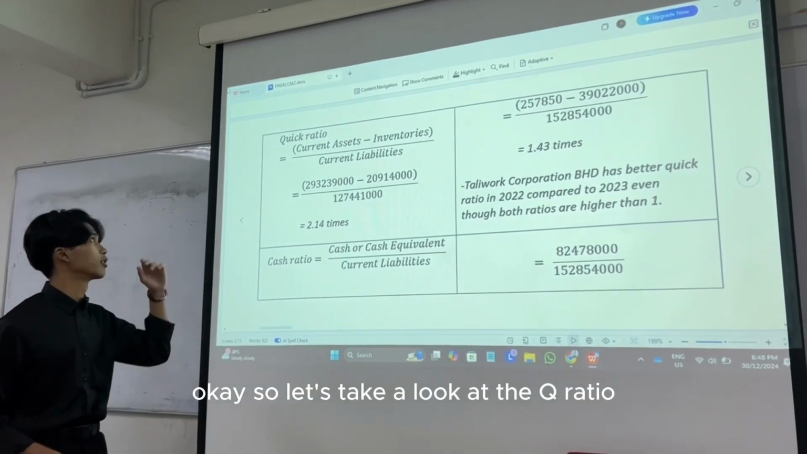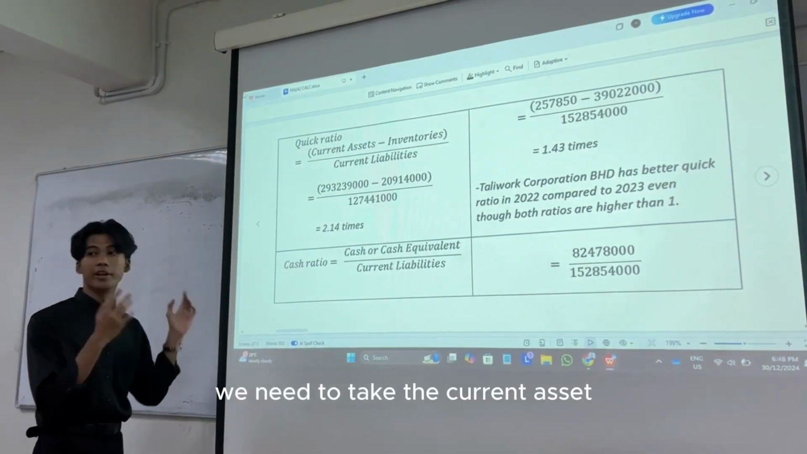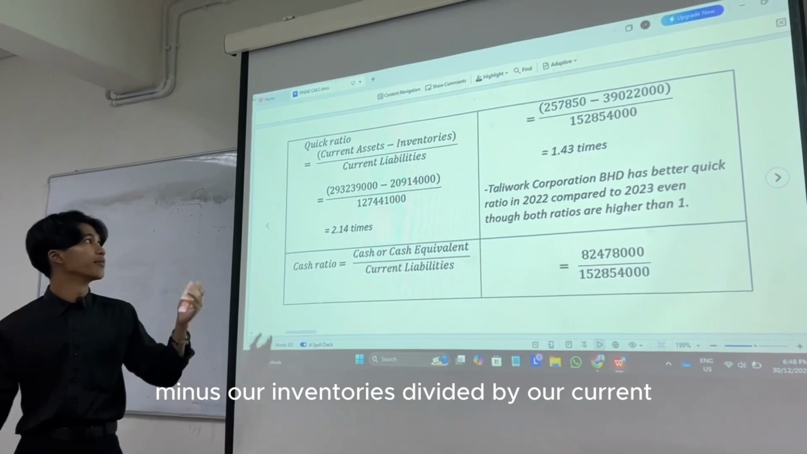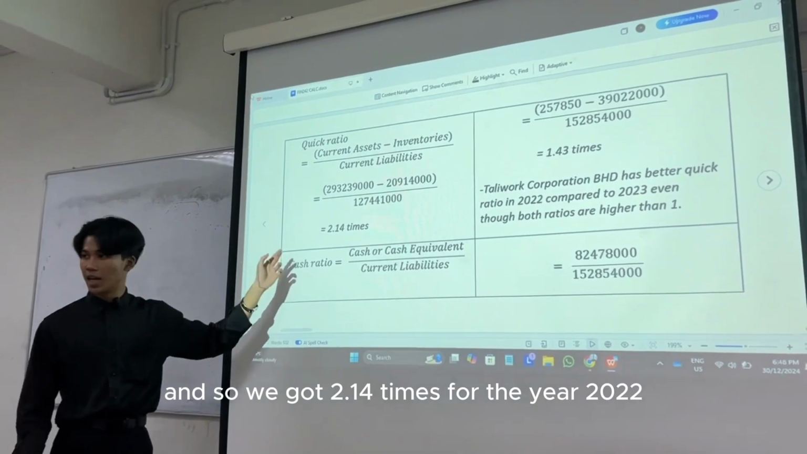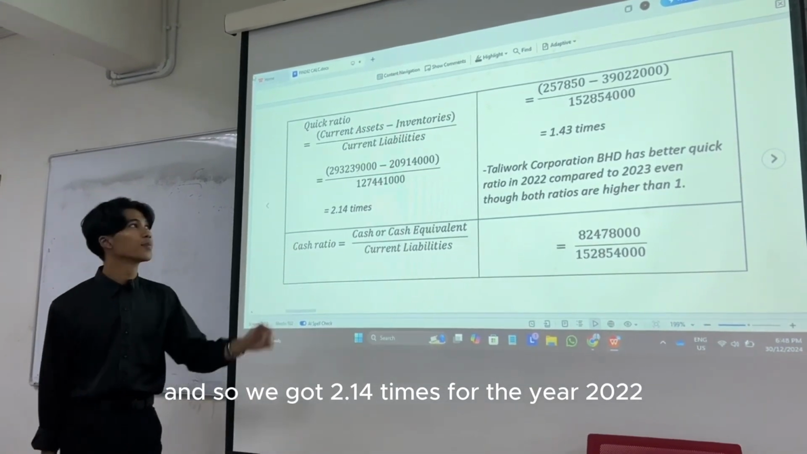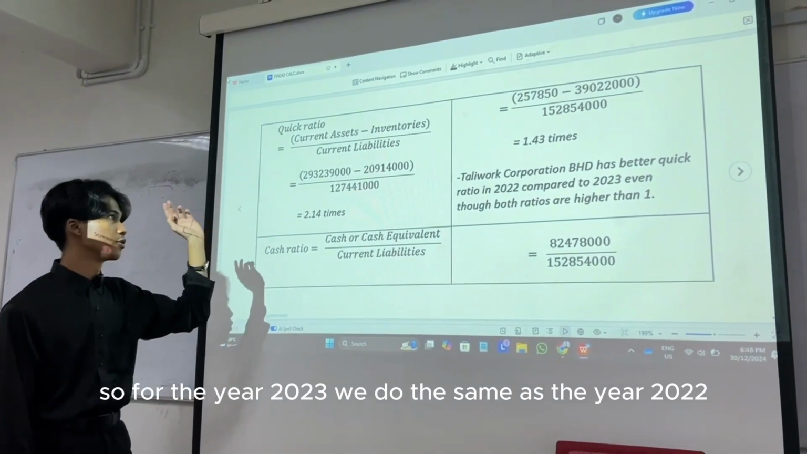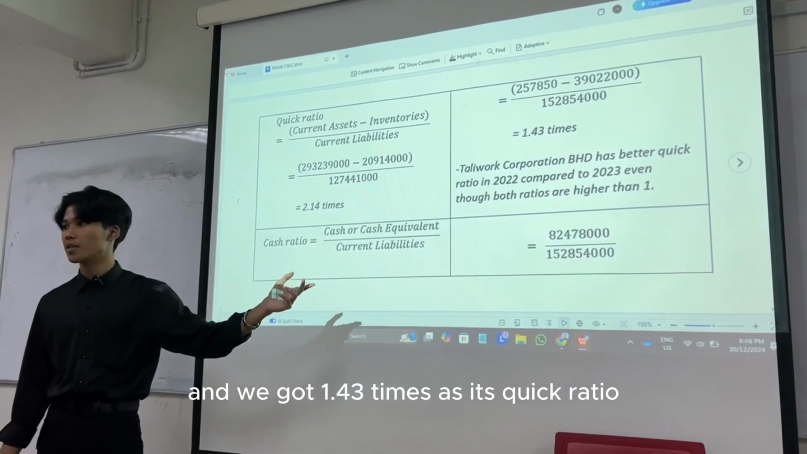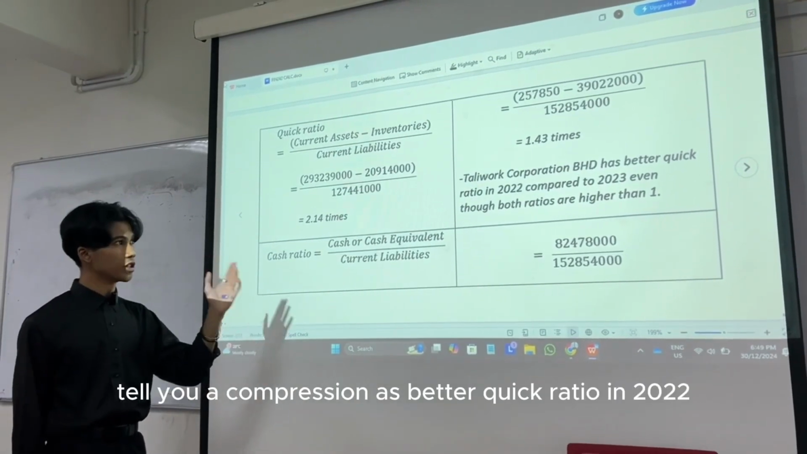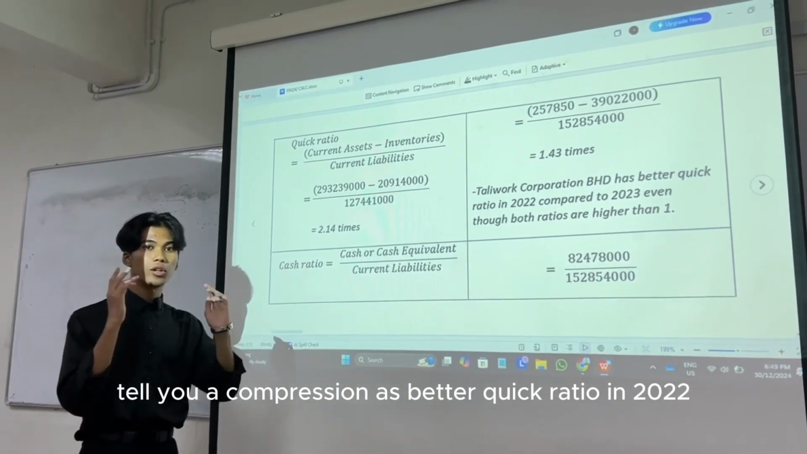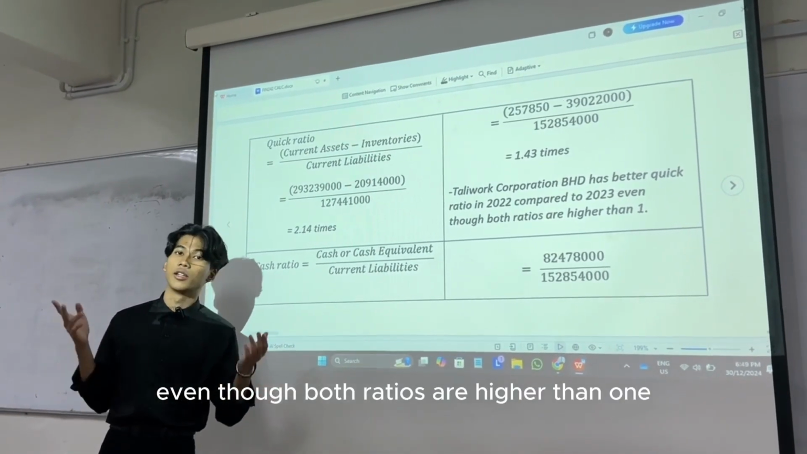Okay, so let's take a look at the quick ratio. To get the quick ratio for 2022, we take the current assets minus our inventories, divided by our current liabilities. And so we got 2.14 times for 2022. For 2023, we do the same and we got 1.43 times as its quick ratio. So in conclusion, Taliworks Corporation has a better quick ratio in 2022 compared to 2023, even though both ratios are higher than 1.